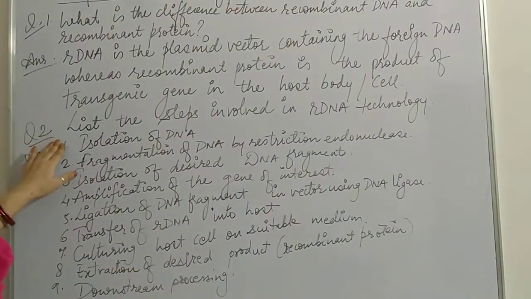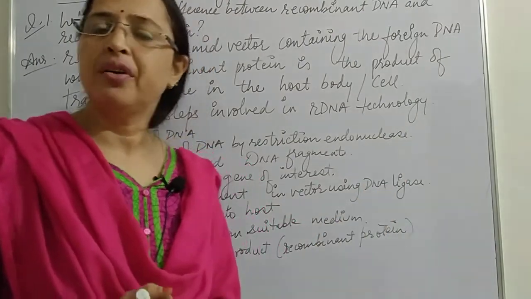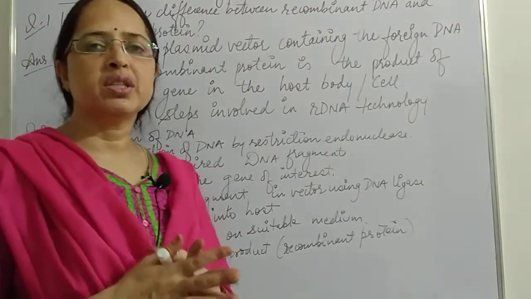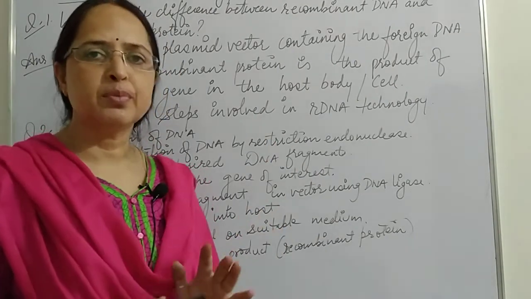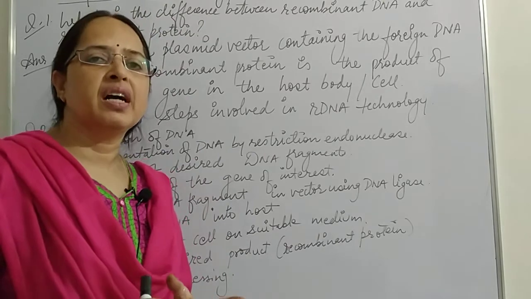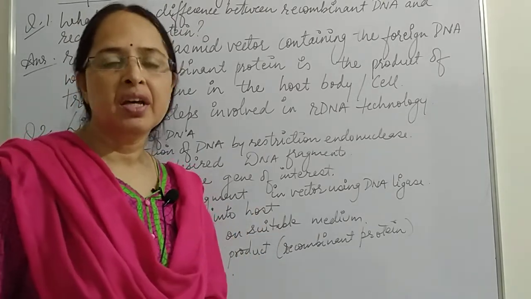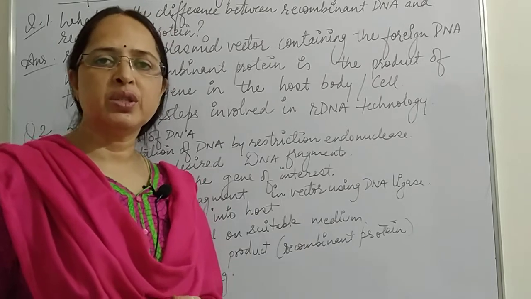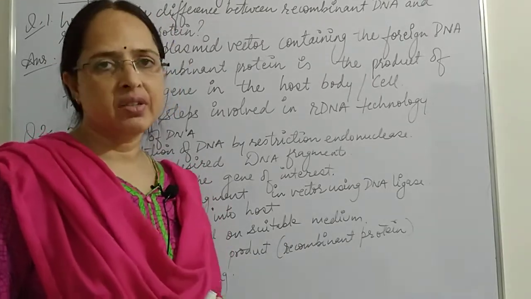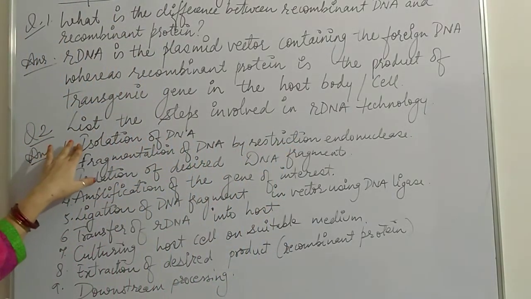Now the second question: list the steps involved in recombinant DNA technology. Already we have done this, and I had also explained each and every step of recombinant DNA technology. But the question is being asked, we have to write down only the steps, no explanation. It may be asked as a 2-mark question or as a 3-mark question. So only the steps are to be written. Here are the steps one by one. There are 9 steps in all.